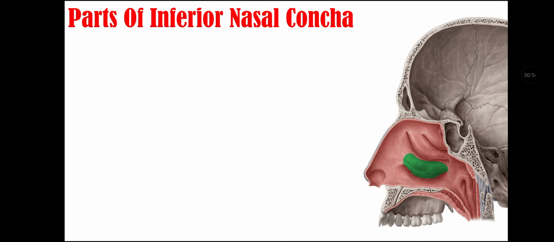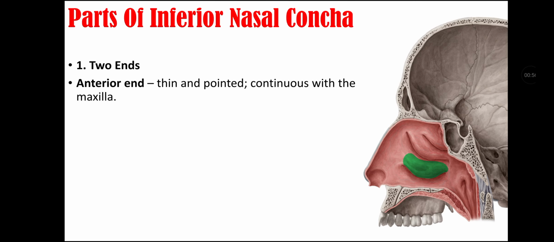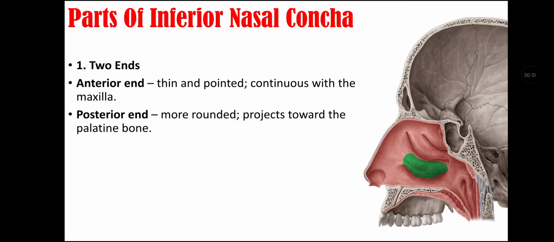Parts of inferior nasal concha. It has two ends, anterior end and posterior end. Anterior end of inferior nasal concha is thin and pointed, and it is continuous with the maxilla. Posterior end is more rounded and it projects towards the palatine bone.